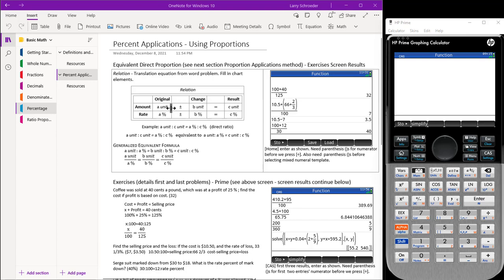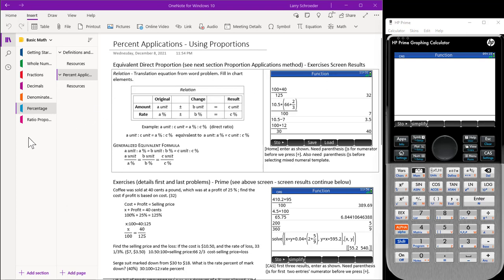So what I did was take A unit is to A percent, B unit is to B percent, and C unit is to C percent. So I came up with three ratios. Any two of these taken together, I could solve that proportion and always got the correct answer. When I was doing increase, I added. When I was doing decrease and discount, I subtracted.